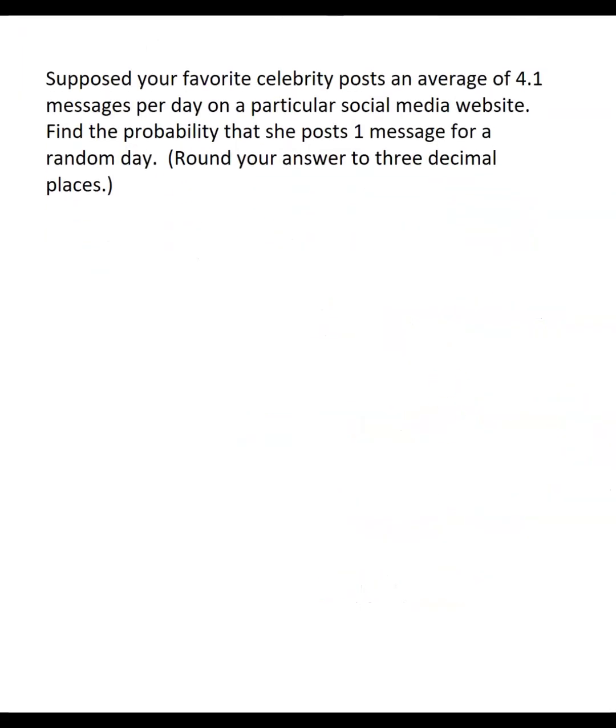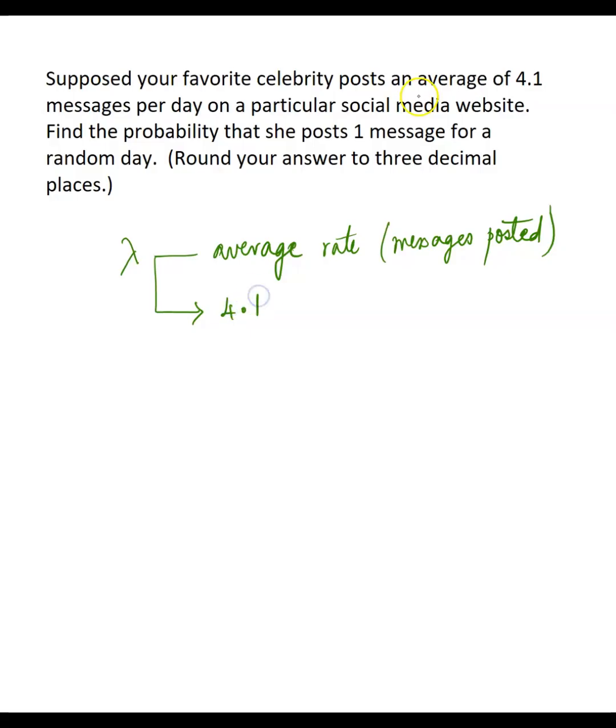Here comes our last problem. Suppose your favorite celebrity posts an average of 4.1 messages per day on a particular social media website. Find the probability that she posts one message for a random day and round the answer to 3 decimal places. All right, let's check this out. So my lambda will be the average rate of success, in this case the number of messages posted. And that's given to be 4.1. Average of 4.1 messages per day.